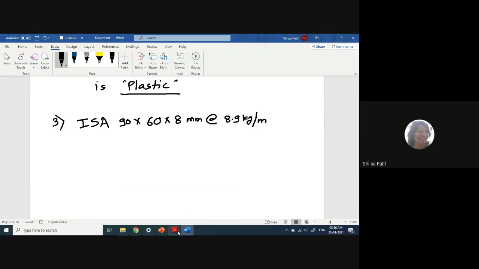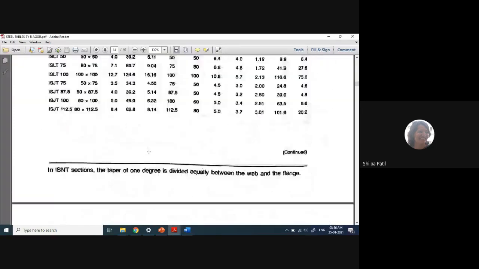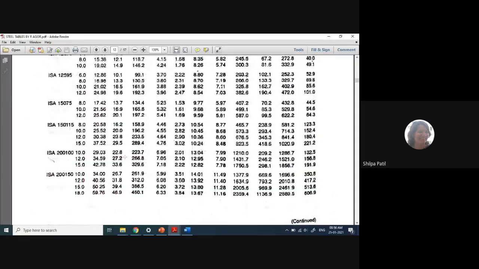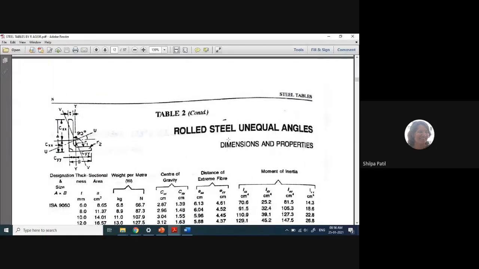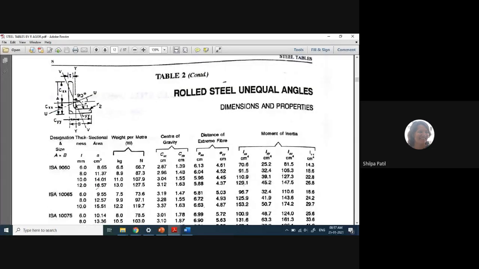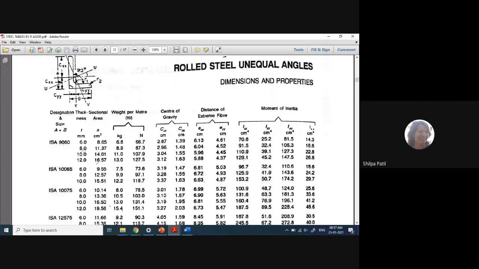So let us go to the steel table now and find the angle section. On some initial pages only, the angle sections are given. It is 90 by 60 by 8, which means it is an unequal angle section. So rolled steel unequal angles, you can find. See here, the first one itself is 90 by 60 by 8. This is the ISA, Indian Standard Angle Section, 90 by 60. The size is given as A by B, where A is the vertical leg and B is the horizontal leg. The thickness is constant for both legs, 8 mm.